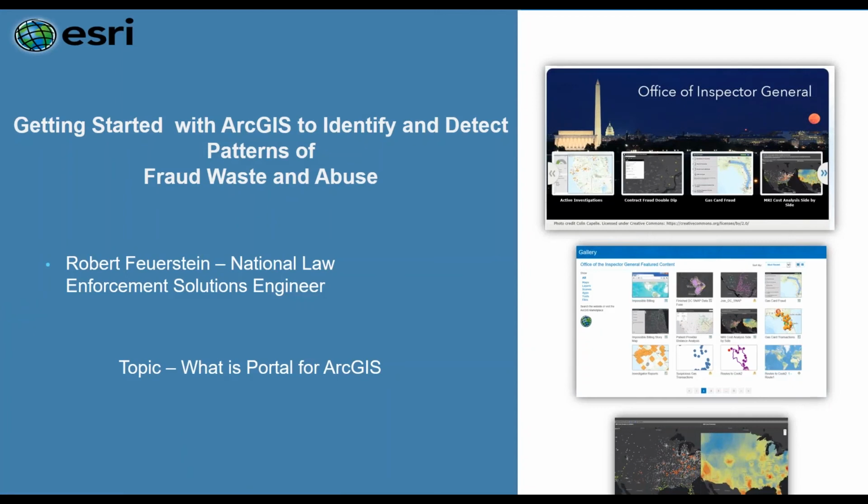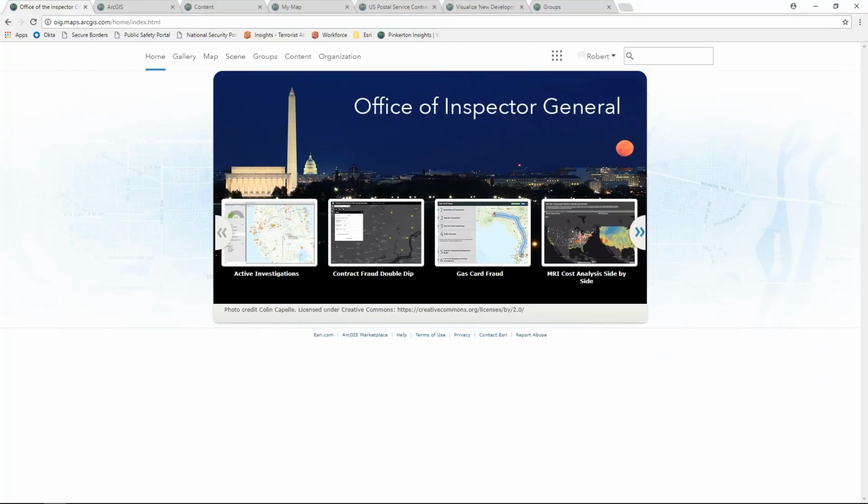I'm now going to turn this over to Rob Fairstein, who's going to walk through a quick technical review of Portal for ArcGIS. As we're switching over to his screen, Portal for ArcGIS is the component of Enterprise that allows you to share maps, apps, and other geographic information within your agency and with vetted people within your agency. So I'm going to turn this over now to Rob, and he's going to explain Portal.